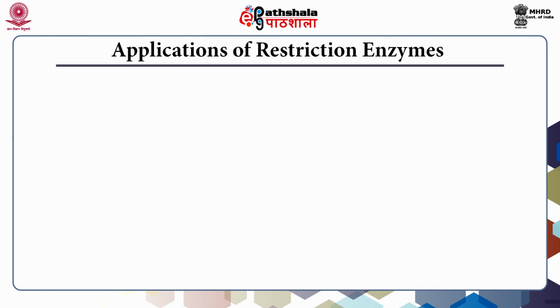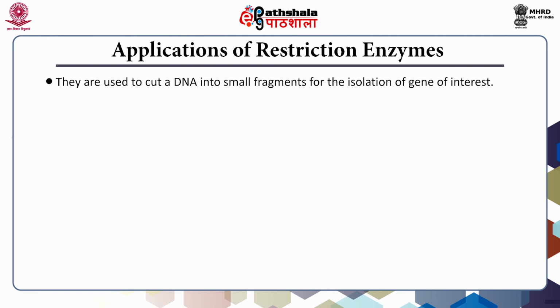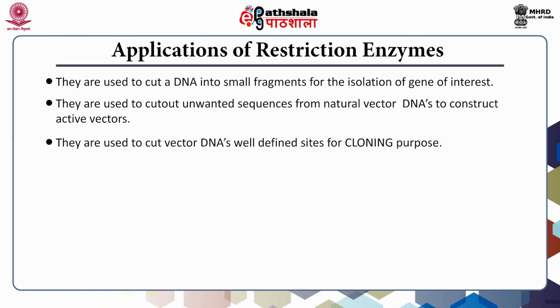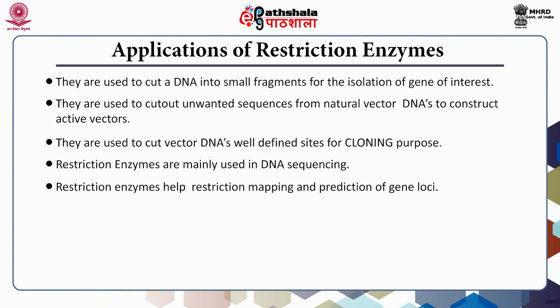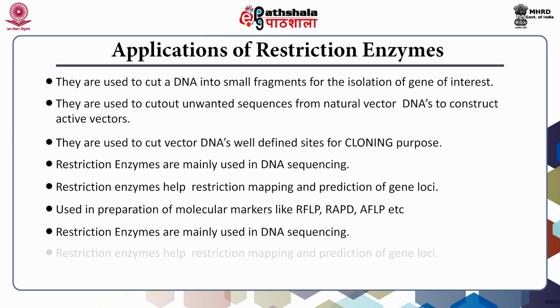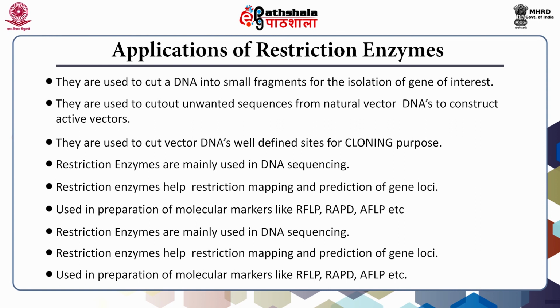Applications of restriction enzymes. They are used to cut DNA into small fragments for the isolation of the gene of interest. They are used to cut out unwanted sequences from natural vector DNAs to construct activated vectors. They can be used to cut vector DNA at well-defined sites for cloning purposes. They are mainly used in DNA sequencing. They help in restriction mapping and prediction of gene loci. Restriction enzymes are used in preparation of molecular markers like RFLP, RAPD, AFLP, etc.